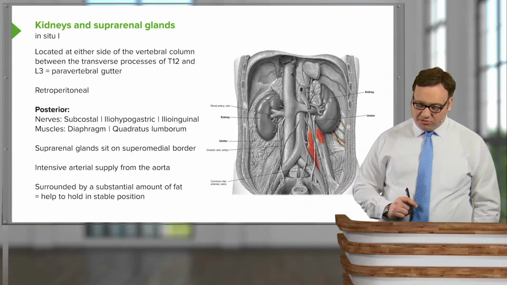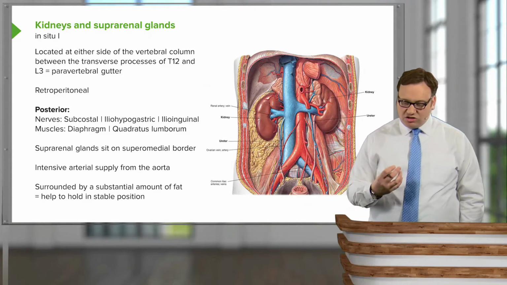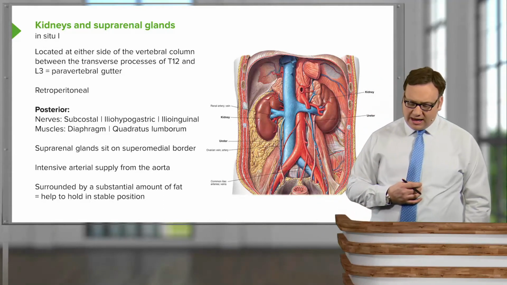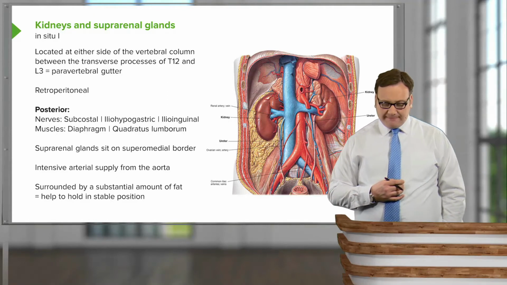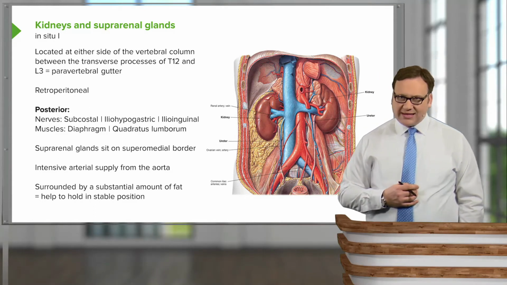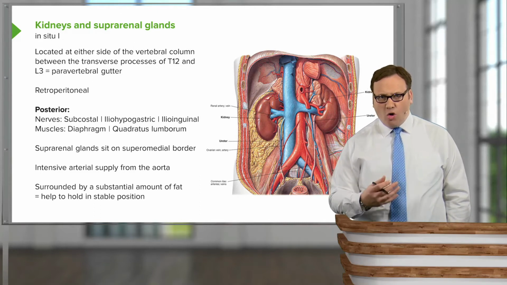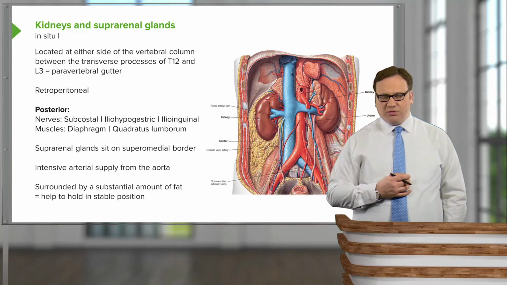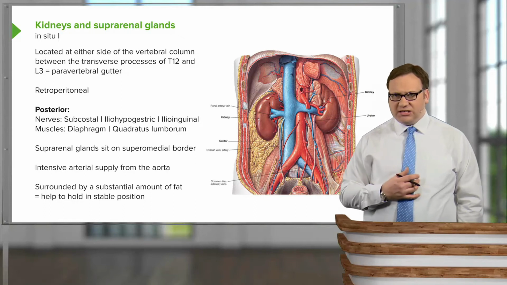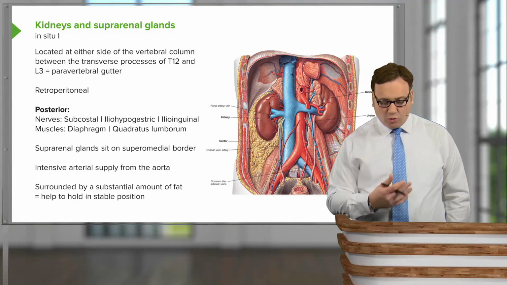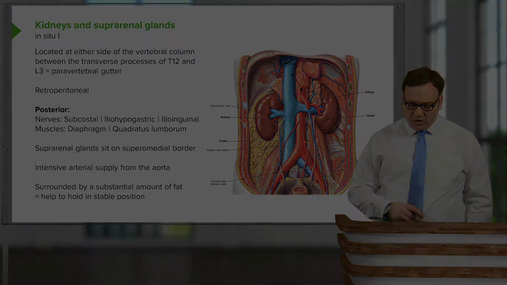Suprarenal glands sit on the supramedial border, and there's an intensive arterial supply from the aorta. Substantial renal arteries pass across to the kidneys, and the suprarenal glands also have considerable arterial input, as we'll see. Both of these organs, the suprarenal glands and the kidneys, are surrounded by considerable fat, and this helps to hold the kidneys in position. The parietal peritoneum anchors them to the posterior body wall. They don't have a mesentery to suspend them. So they're surrounded by fat, which provides warmth, provides some protection, and it anchors them to the posterior abdominal wall.